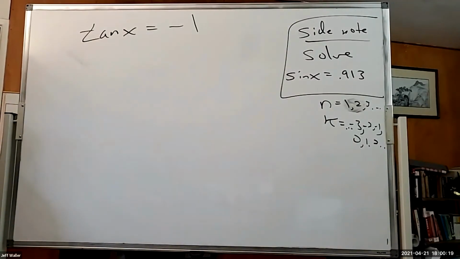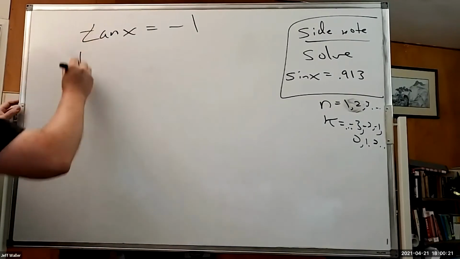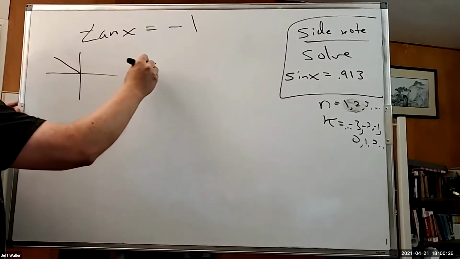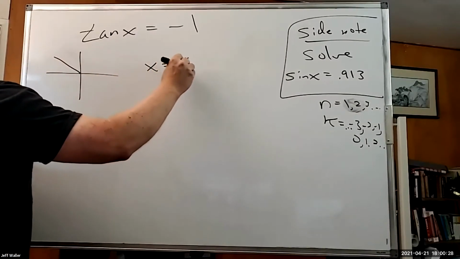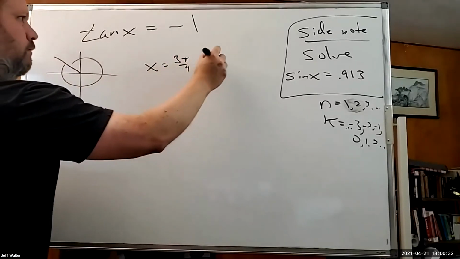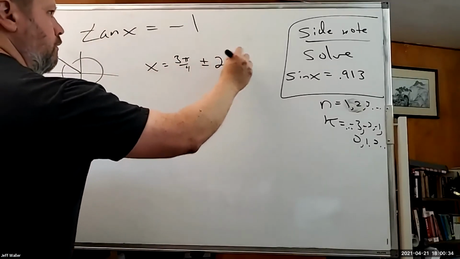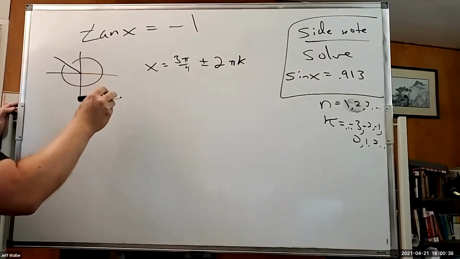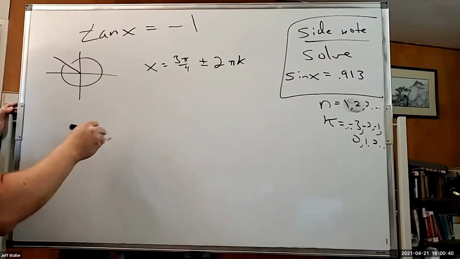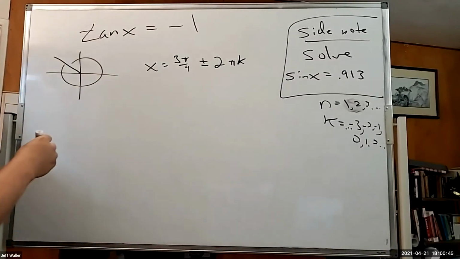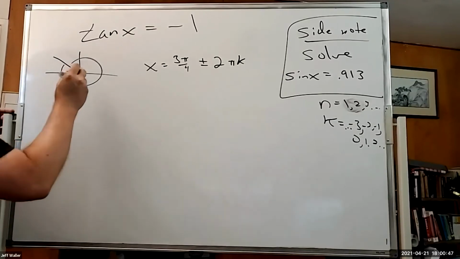3 pi over 4. All right, so we got 3 pi over 4. And of course, we can do the same thing as before, right? Cool, is that right? All right, now what else? Seven pi over 4. Yes, right?